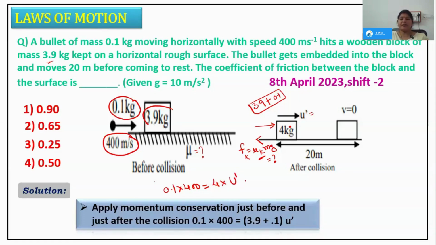So here onwards, what happens? The 10 cancels here for this decimal and this 4 cancels here. U dash you'll get as 10 meter per second. That means the initial, what is u dash here? The initial velocity of the block and bullet system after collision. So that is 10 meter per second, right?